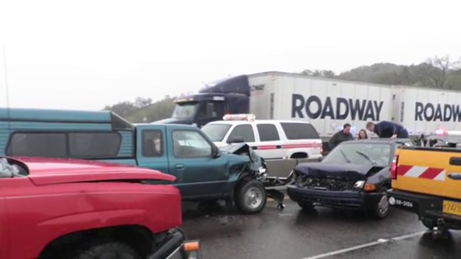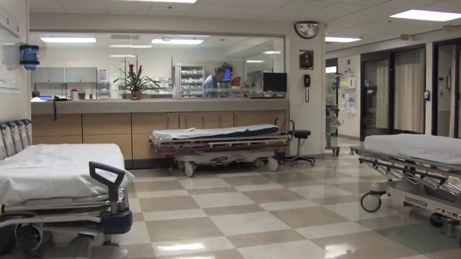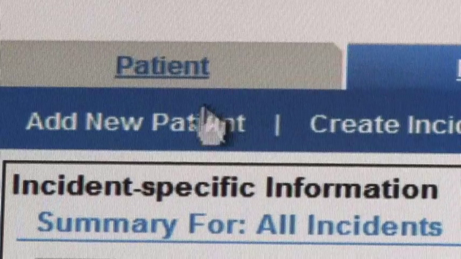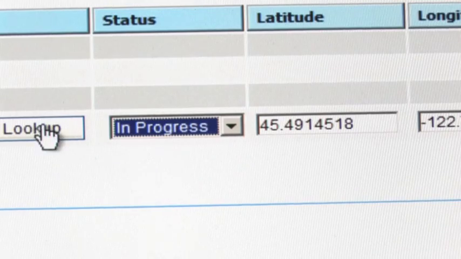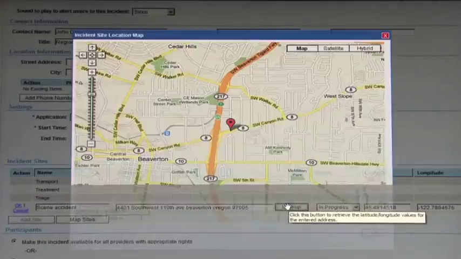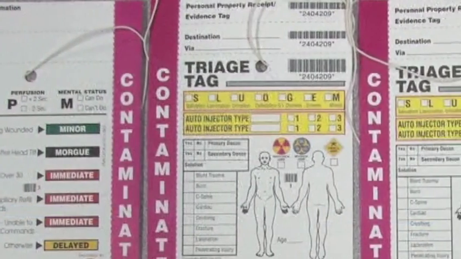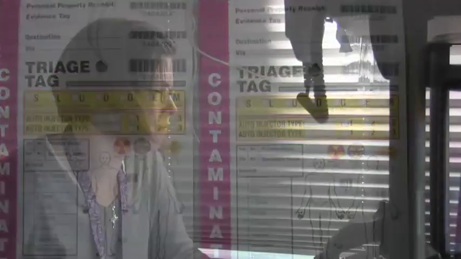After an MCI has occurred, a local authority, which may include a 911 center or regional hospital, will log the incident in EMTrack. All patients will be tracked against this incident until closed. The system will uniquely track all patient transfers until the patient is admitted and stabilized at a hospital, unless the patient has expired. Triage tags with barcodes and unique identifiers will route patients through the system.